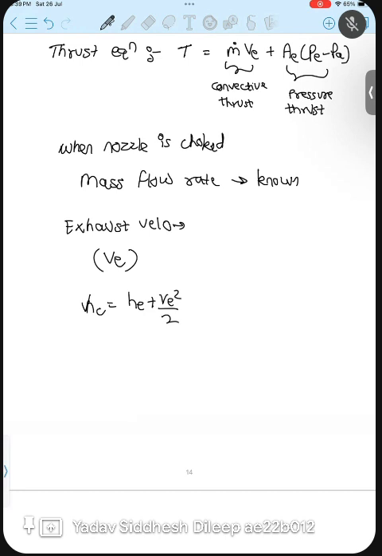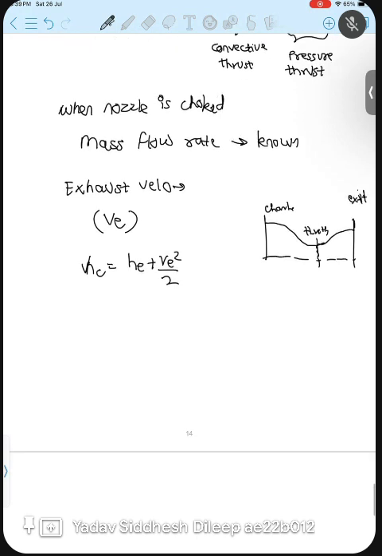One important thing: the last three lectures are very important if you want to cope with this session, because the derivations and methodologies we did in the last class are being used here. So the engine will look something like this. This is the chamber, this is the throat, this is the center line, and this is the exit.